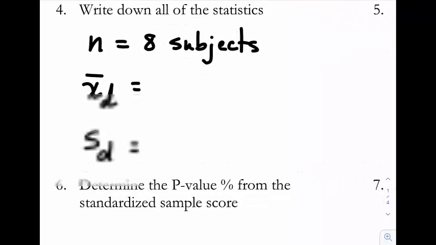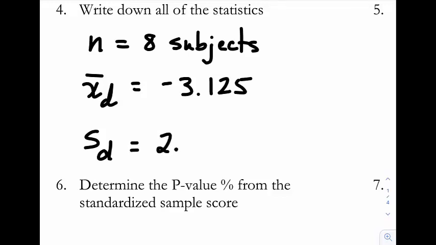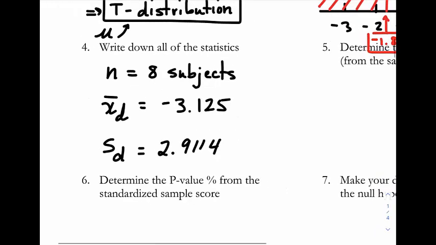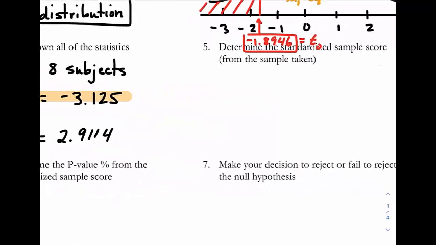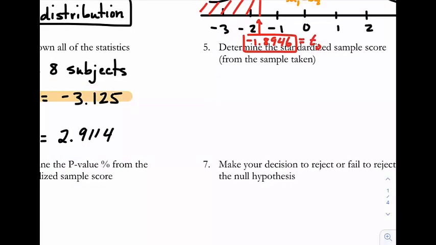So jumping back over here, we know that the average of those differences is -3.125. That's good. That being negative will help us prove that decrease. The standard deviation is always positive, 2.9114. We want to go ahead and standardize the sample mean and turn that into a t-value.